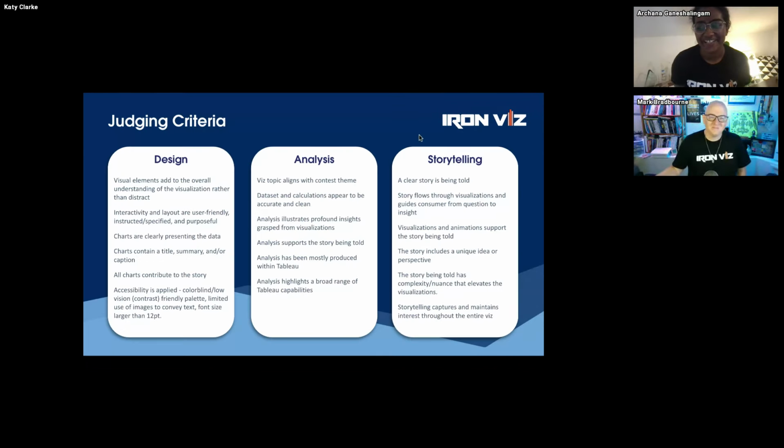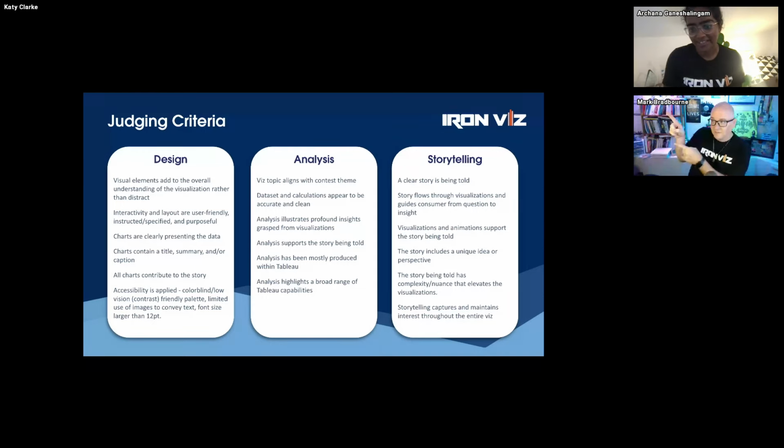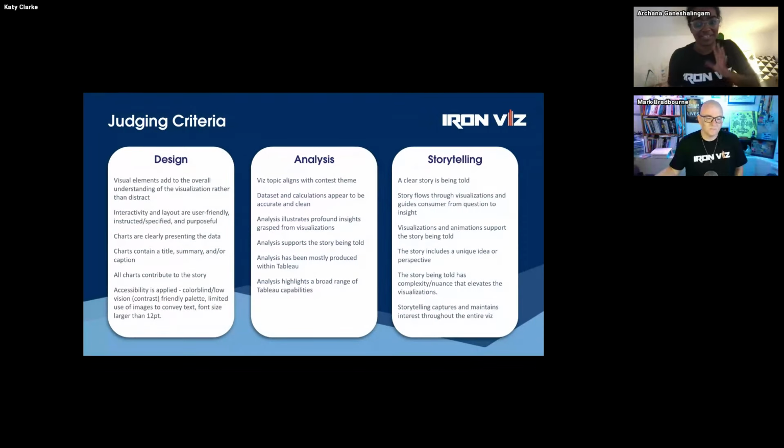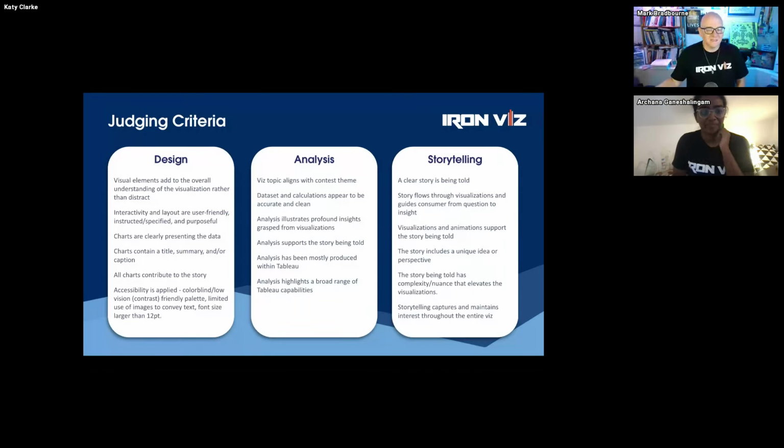Alrighty, let's get on to the judging criteria. Each year, these have stayed consistent. Our judges will be looking at the design, analysis, and storytelling of your vizzes. Now, I'm not going to read through this slide. That's pretty boring. So we'll pause here just so you can take a quick screenshot so you have it to hand when you're building your viz and you can check that you're hitting those criteria and covering all three. They have equal weighting, so make sure that you're not focusing on design, for example, and compromising on the other two. Yeah, it's always a challenge to get the right balance of the three, but the balance of the three is really what brings it home.